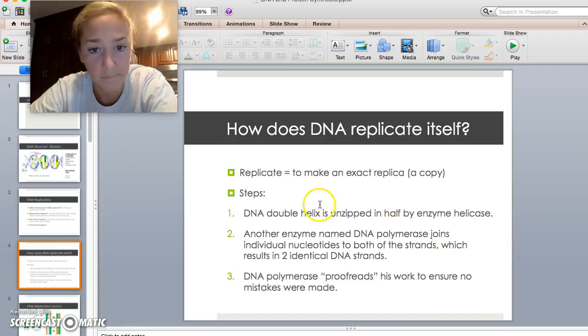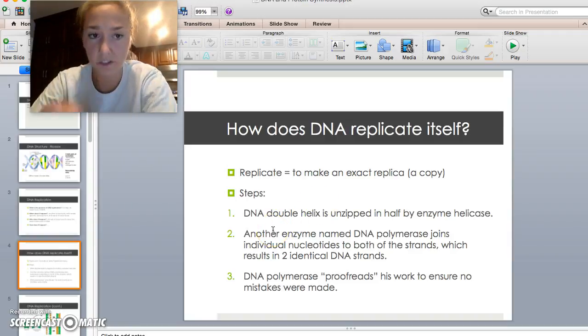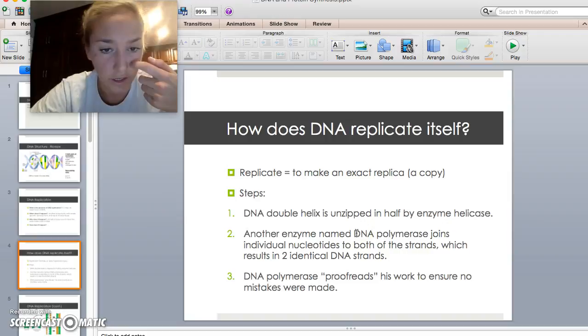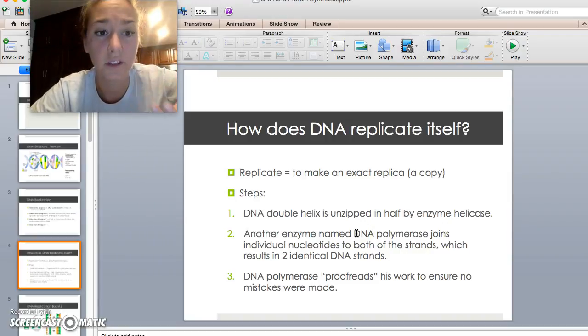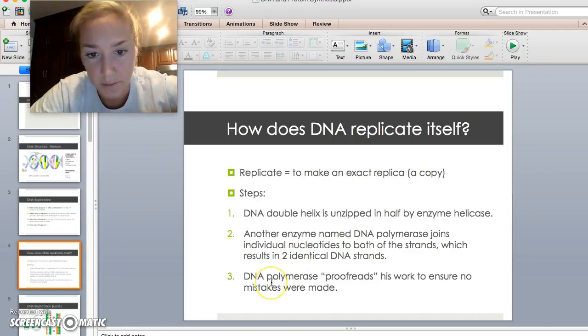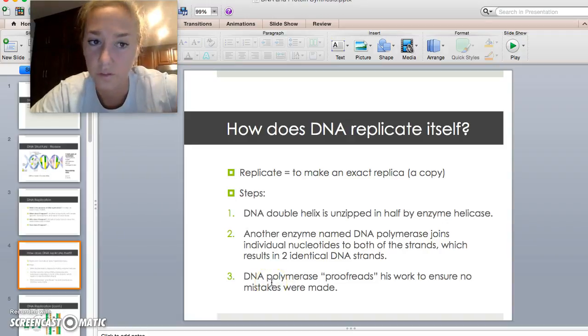Okay, second thing, once it's unzipped, another enzyme named DNA polymerase is going to join individual nucleotides to both of the strands. And then in doing that, it's going to have two identical DNA strands at the end. After it does that, DNA polymerase is going to proofread its work to make sure that no mistakes were made.